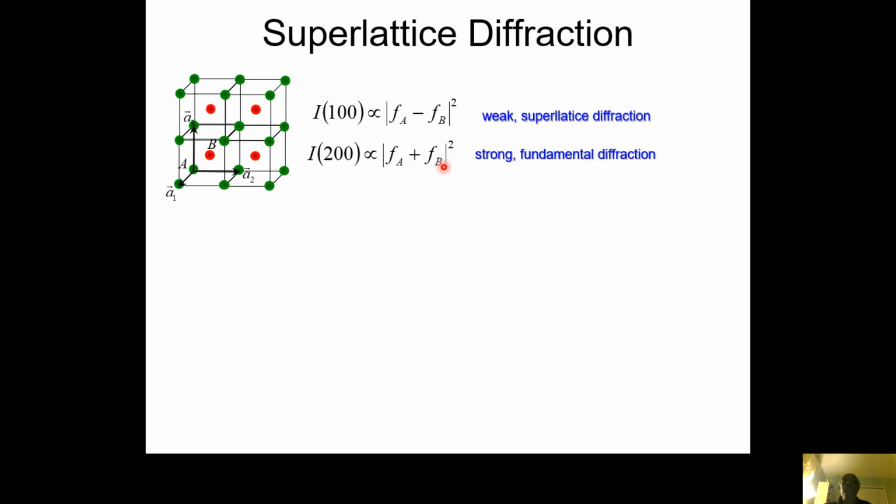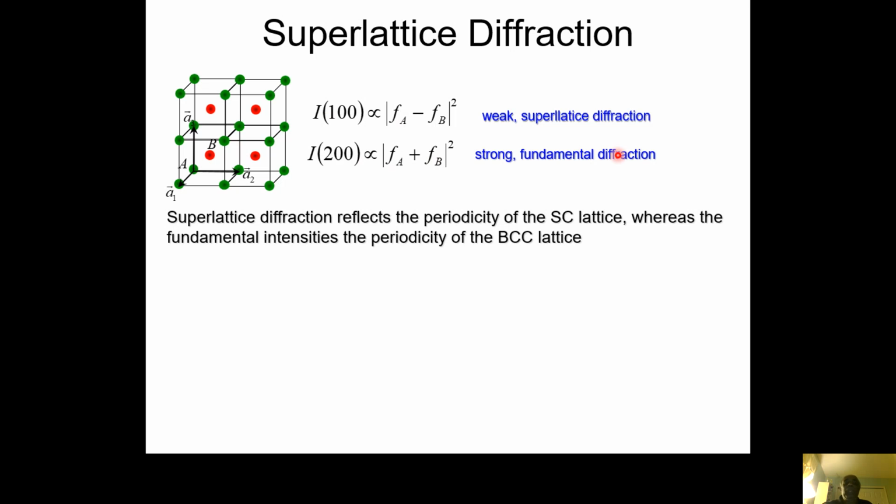So you get FA plus FB. That means they are higher, right? They are adding up, so you get strong. We call this a fundamental diffraction. We already talked about that one for the sodium chloride structure, right? So this means superlattice diffraction reflects the periodicity of the simple cubic lattice, because this is really simple cubic, but the fundamental intensities show the periodicity of a BCC lattice, because it has the formation of a BCC, but with 2 different atoms, not the real BCC structure.